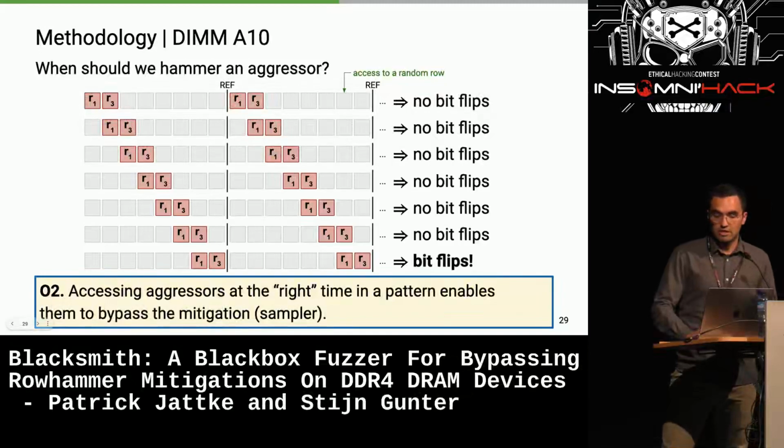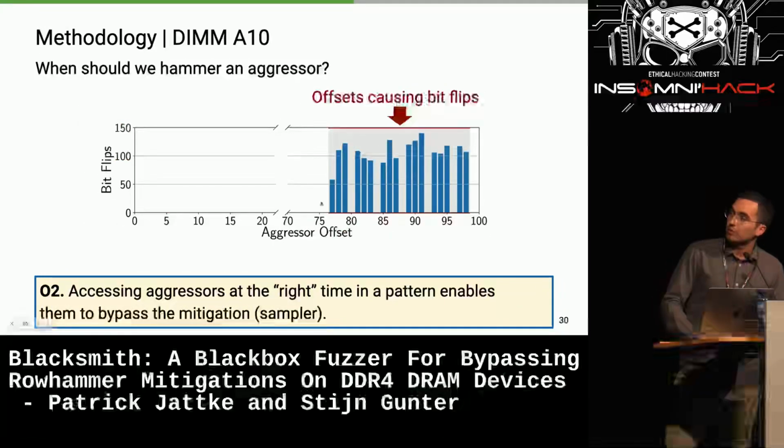And here we can see some data from an experiment from a real device, from a Samsung DIMM. And you can see, so if this is the pattern length, 100 accesses, then only if we hammer at the end, we can trigger bit flips. And also not at every offset, right? So there are some points when we hammer there, then we also don't see bit flips. And this suggests that the sampler is active at these points and also here at the beginning.